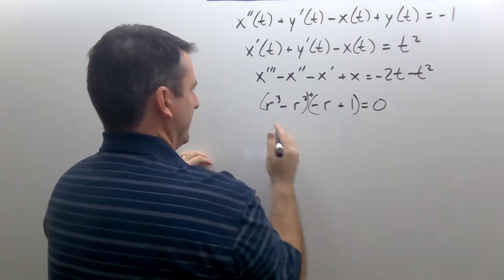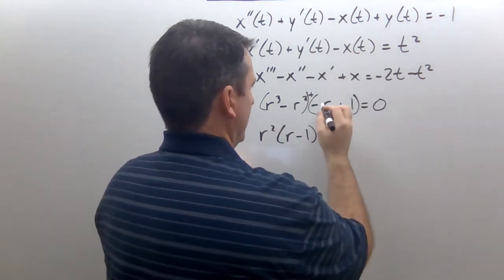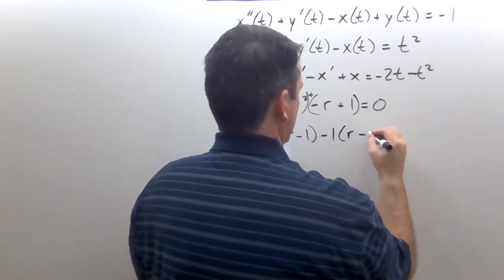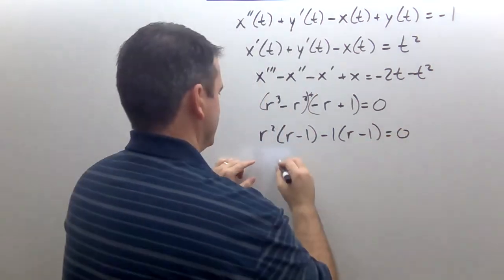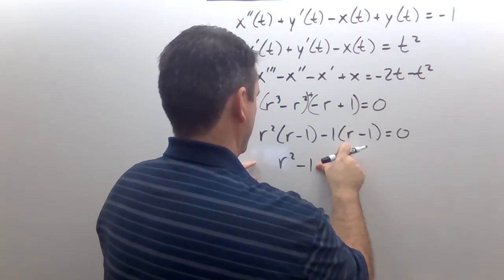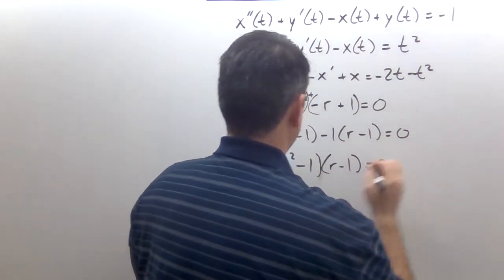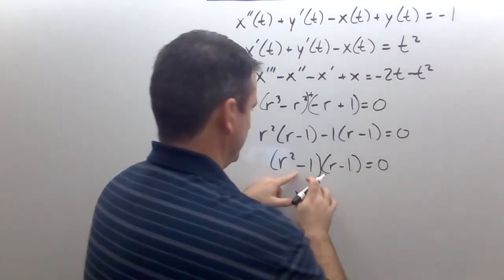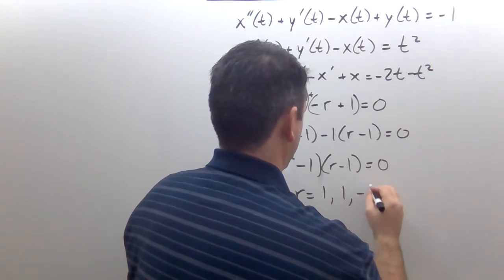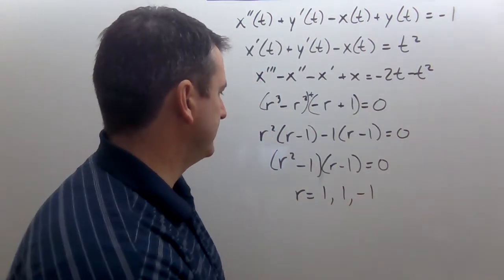And I'll factor out an r squared here. We're left with r minus 1. And factor out a negative 1 here. So minus 1 times r minus 1. And so we get r squared minus 1 times r minus 1 is equal to 0. So r is equal to plus or minus 1 or 1. So we have 1 and negative 1. So we have a double root at 1, and then we've got negative 1.